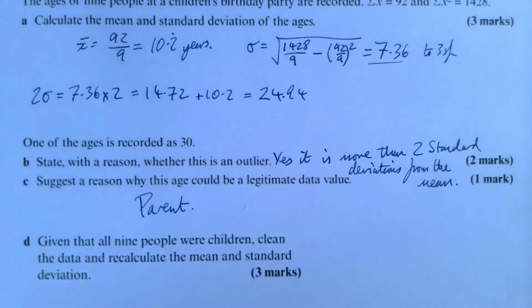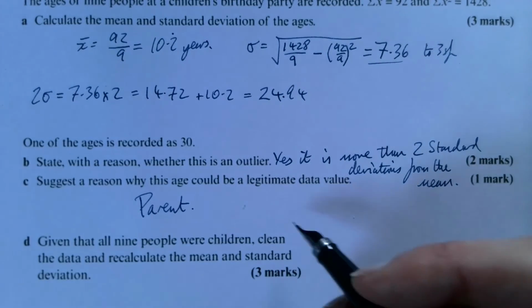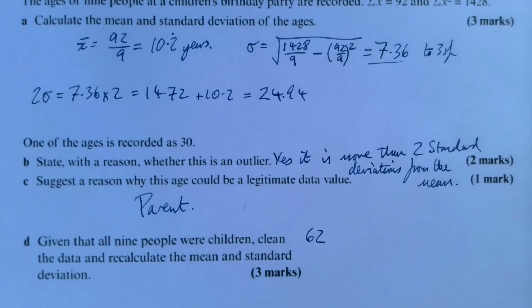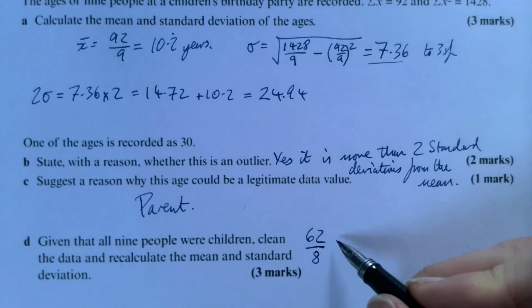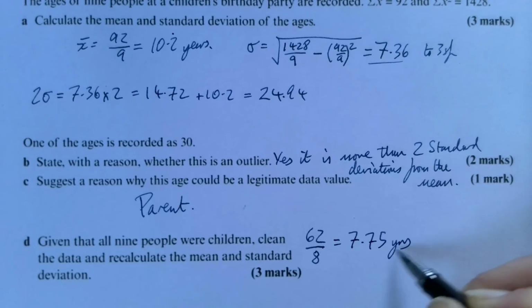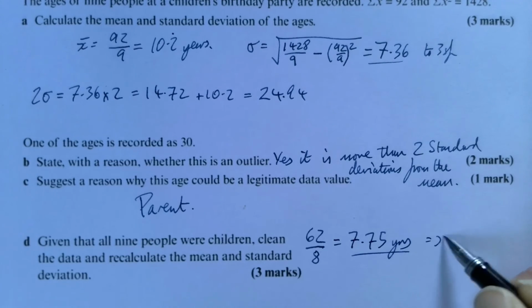So what we do is we take that number out of it. 92 take 30 is 62. So we're going to say we've got 62 years and we've only got 8 people, because that is corrupt data. So you do 62 divided by 8, which is exactly 7.75 years for the mean.